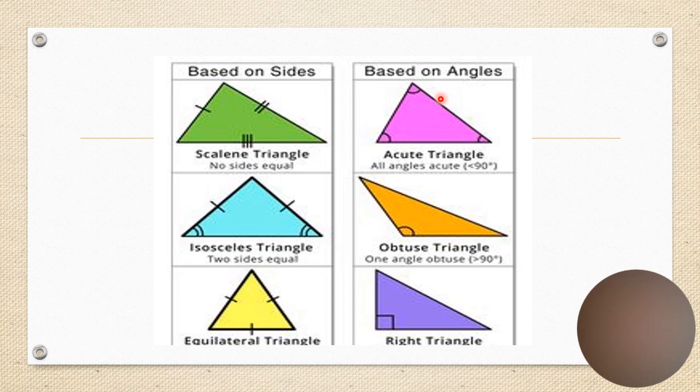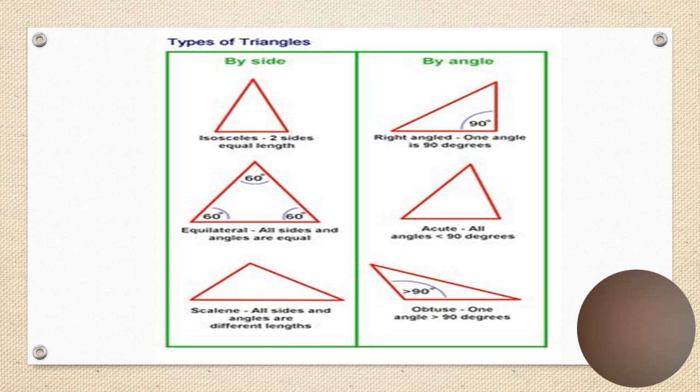When classifying a triangle by angles, you look at the biggest angle. If there's no angle bigger than 90, it's an acute triangle. If the biggest angle is bigger than 90, then it's called obtuse. If the biggest angle is equal to 90, then it's classified as a right angle triangle. Once more, an emphasis: when you look at types of triangle, you look by sides and you look by angles. When you look at this one, isosceles, two sides of equal length.